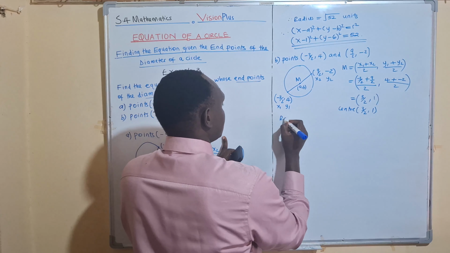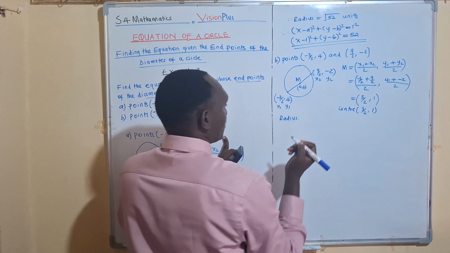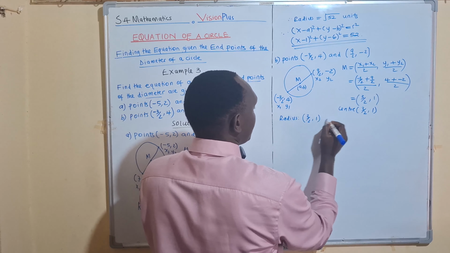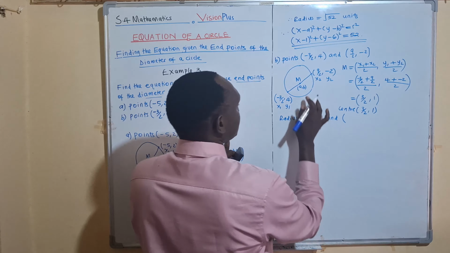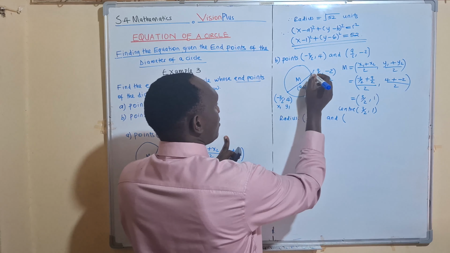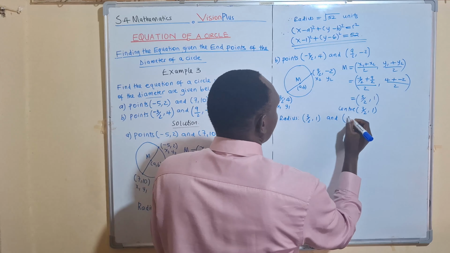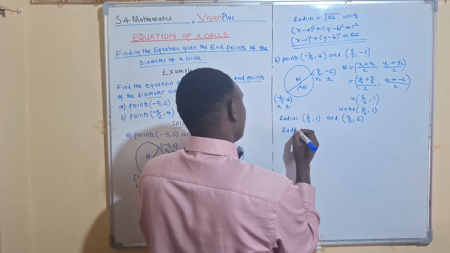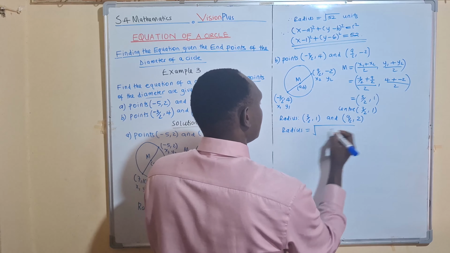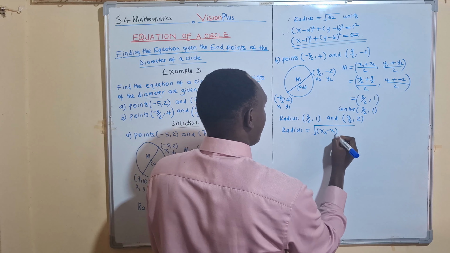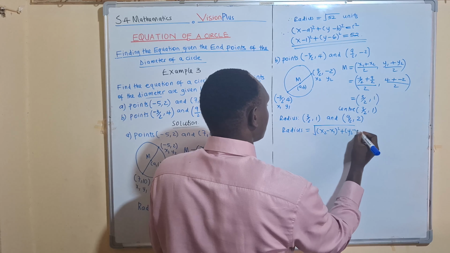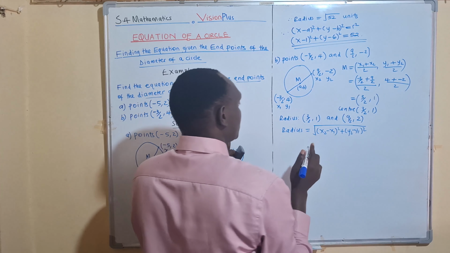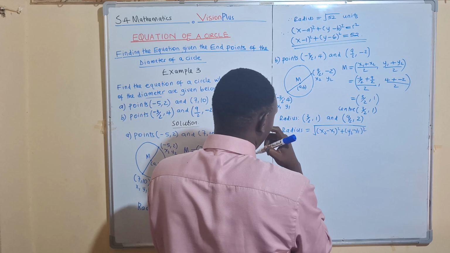How do you get the radius? There are many options, but the one I've chosen is I use the center, which is 3 out of 2 and 1, and any other point of the endpoints of the diameter. Any. Then we use 9 out of 2 and 2. So we're going to say this is now the distance between 2 points given by square root of (x2 minus x1) squared plus (y2 minus y1) squared. This is actually not circles now. This is just coordinate geometry.